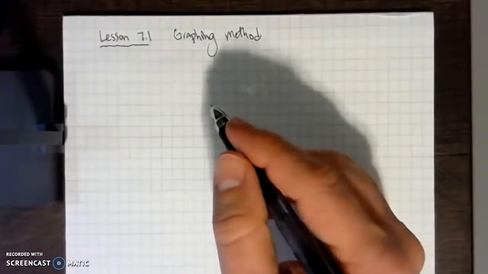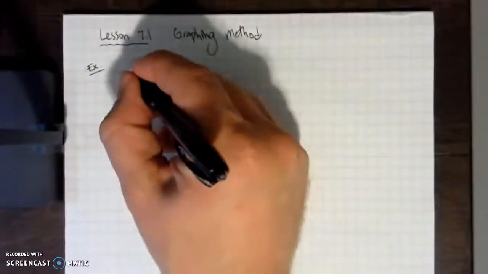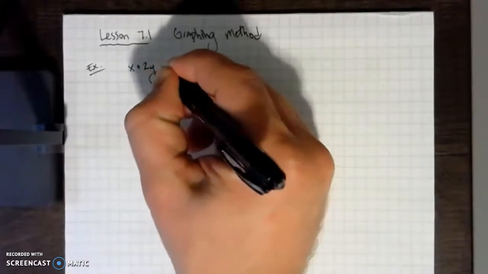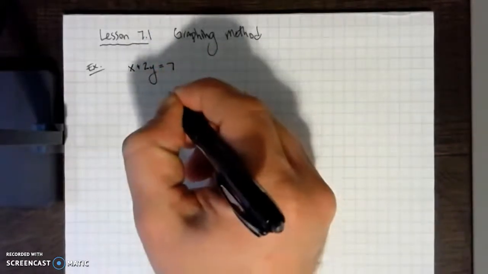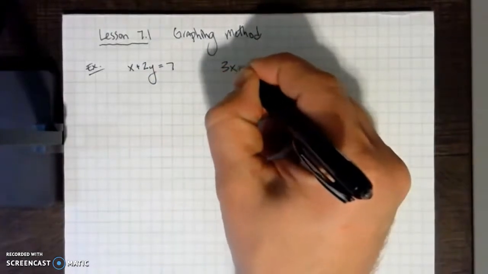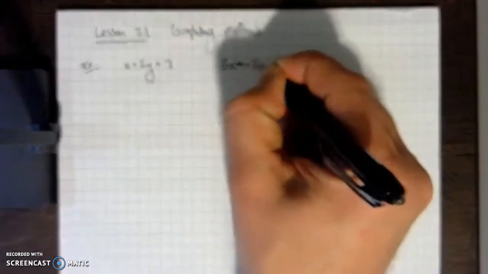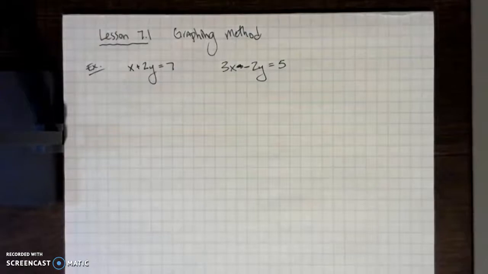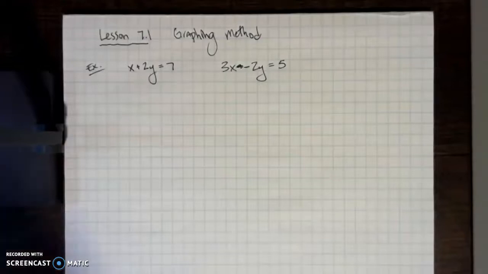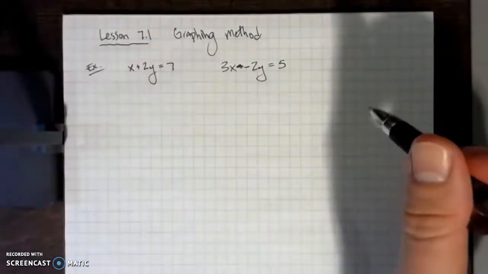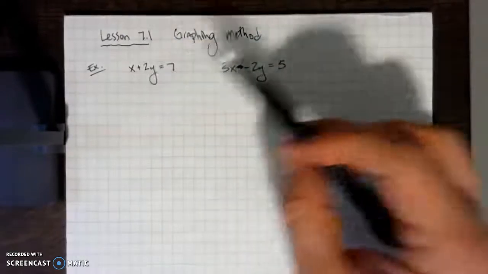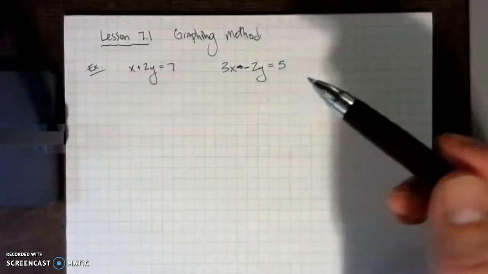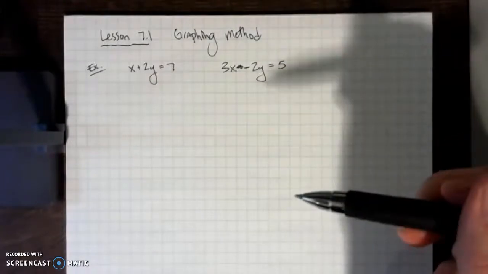Okay. So let's go through an example. You'll be given two equations. So let's say x plus 2y equals 7 and 3x minus 2y equals 5. And they'll ask you to graph both of these equations. Now, both of these equations you can see are not in y equals form. They're not really easy to graph using intercepts, so I'm just going to try and change them into slope-intercept form.